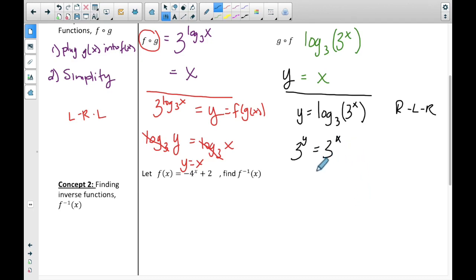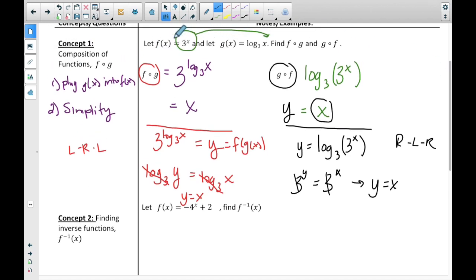So again, kind of logically, can you see that these 3's are going to drop out of this equation, and they're going to give me y equals x? Well, y was g of f, and I said that that reduces to x. And now I'm kind of proving that. The main thing I want to get at here is if you have two functions, one is a log and one is an exponent, if they are inverses of each other, then when you plug one into the other, they cancel out to just a plain old x.